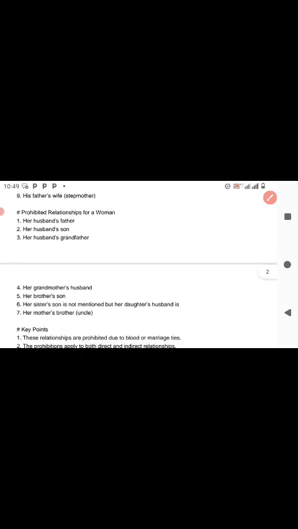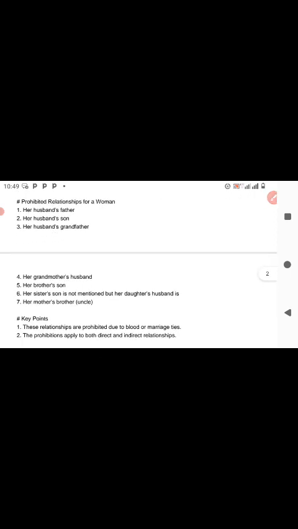Let's look at the prohibited degrees for a woman. Who are the people that a woman is not allowed to get married to under statutory marriage? So a woman as well cannot get married to her husband's father, or her husband's son. Maybe the husband came with a son who is old like that. They don't know what happens, but it's just crazy. So you're not allowed. Her husband's grandfather, that cannot happen.